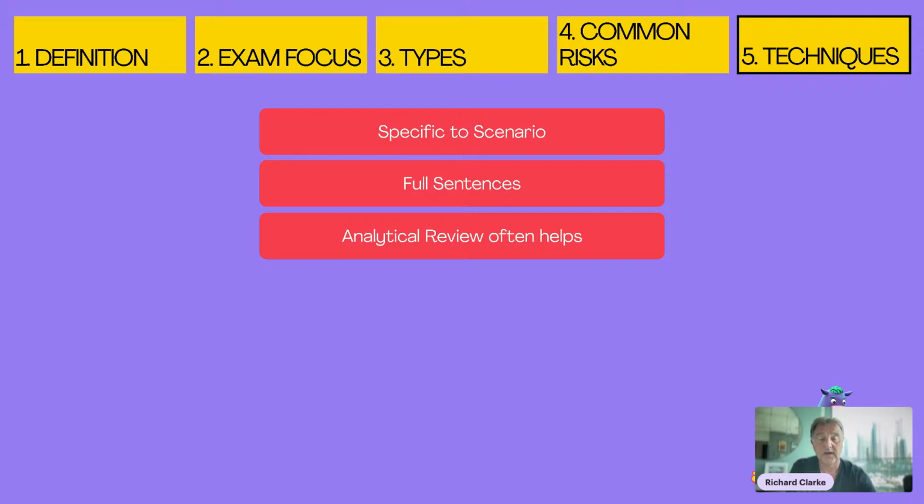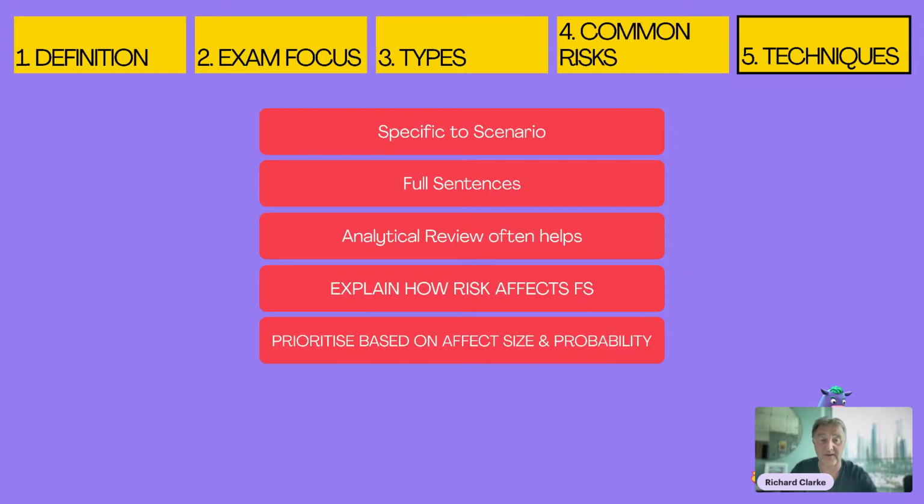Now, analytical review often helps if they give you numbers, but the next two are the key ones. I want you to explain how the risk affects the financial statements. You'll see it in a minute, but that's what you've got to do. And then you've got to prioritize them based on how big the effect is on the financial statements and what's the probability of it happening. The higher the probability, the higher the size, the more priority you give it.